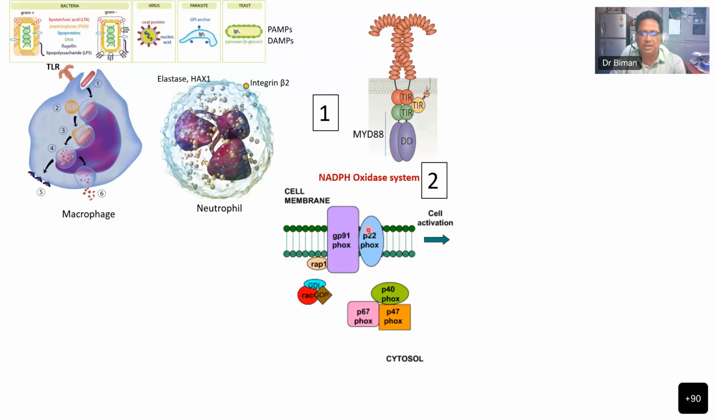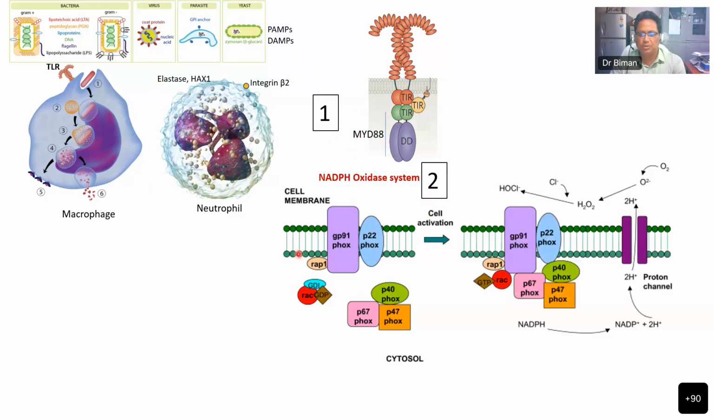And then we have the NADPH oxidase system, which is in the phagocyte membrane, and it is composed of these components. The membranous components are GP91 and P22, and the cytoplasmic components are P47, P67, and P40. So this is another important system present in the phagocyte, the NADPH oxidase system.